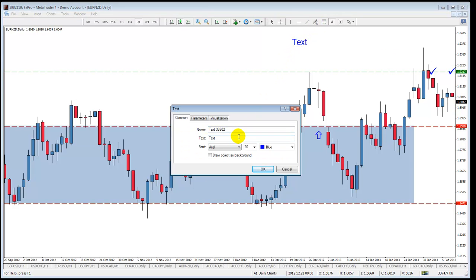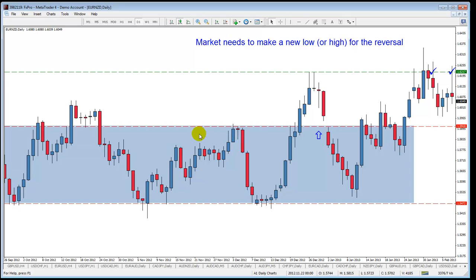The market needs to make a new low or high for the reversal. And that's what we have here. So remember, we like wicky candles. We like only a few candles touching the zone, right? And we like to see the bend on the line chart. And we like to see, boom, a new low. And so did the market make a new low? Well, obviously it did over here.